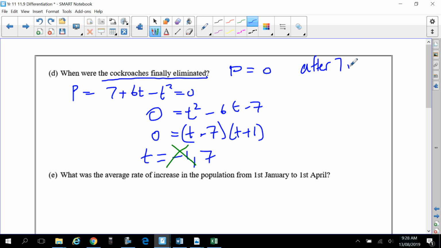After 7 months, which is when? August, right? 1st of August. Because January is 1, right? It's not 0. That's why we have to add 1, if that makes sense. Other way around. 1st of August. Yeah, January is 0, yeah? So that's why you have this adding 1 effect.